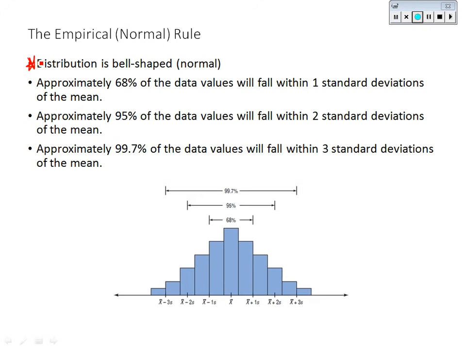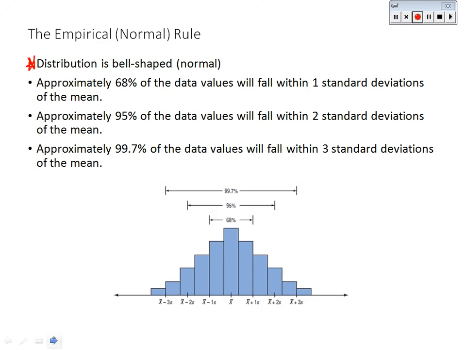So again, this is very specific. It has to be a bell-shaped, aka normal distribution for this to happen. And again, this is a rule. The last one was a theorem. So just kind of taking those as they are. Okay, so again, the last one is a theorem, this one's more of a rule, but it only applies to your normal distributions, your bell-shaped ones.